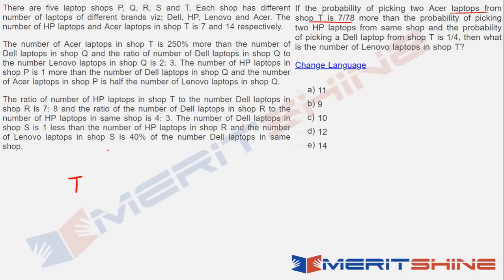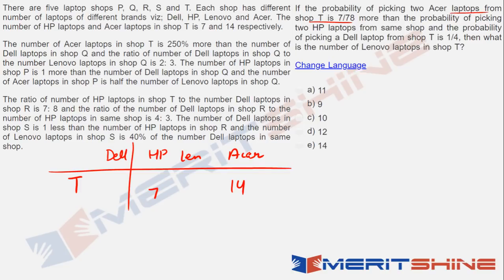It's Dell, HP, Lenovo, and Acer. And what we know is that this is 7 and this is 14. So these are the numbers that we know for this thing. Dell and Lenovo is unknown here. Now what's given to you here, the difference in the probabilities for Acer and HP are given. For this probability, the difference of picking 2 is given to you here, and the probability of picking a Dell laptop from Shop T is 1/4.